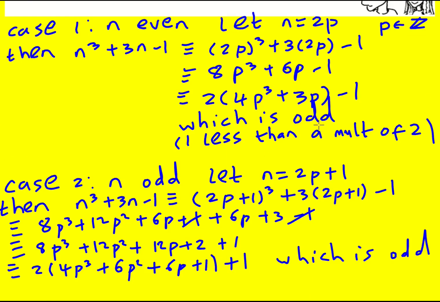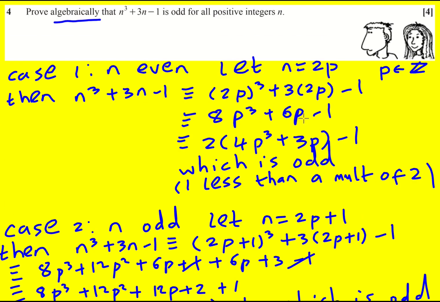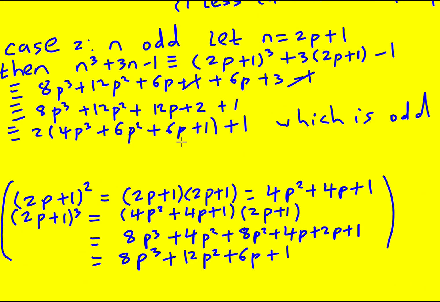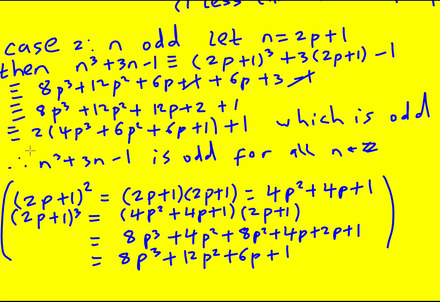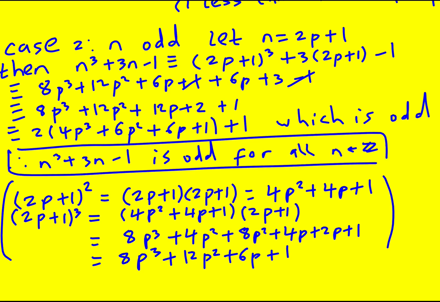And that's it. We've considered both cases, even and odd, and therefore we can just write a conclusion. Therefore, n cubed plus 3n minus 1 is odd for all integers n. Nice one.